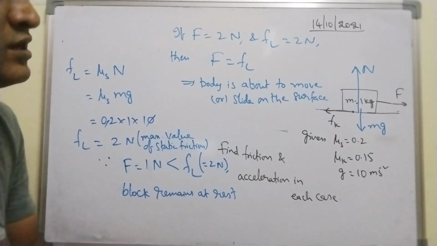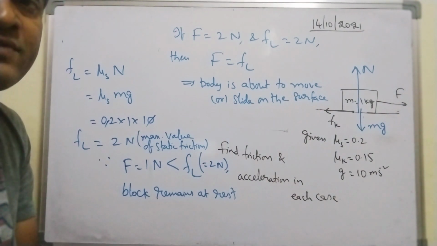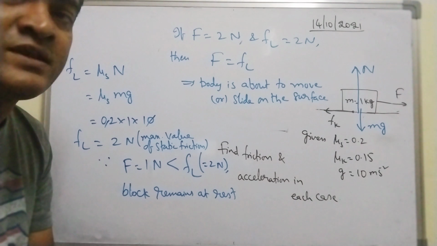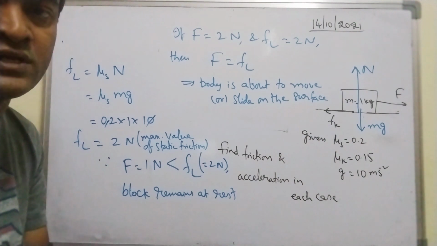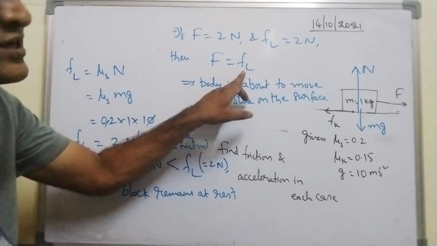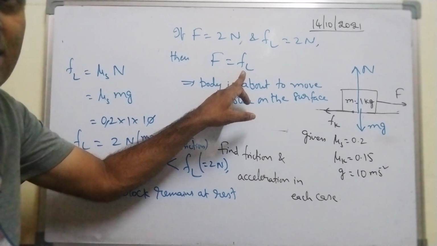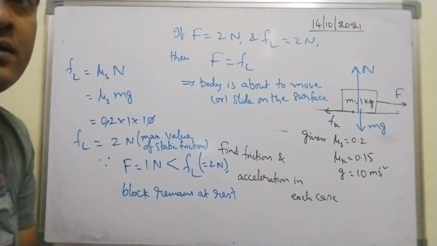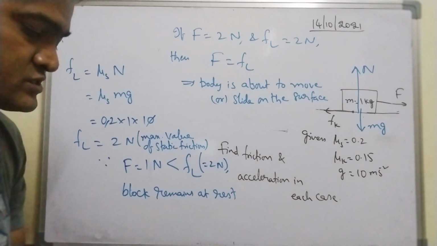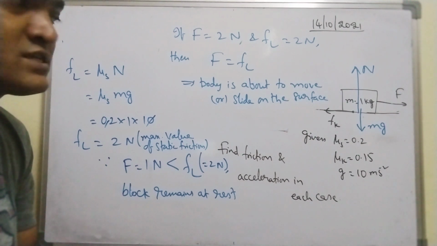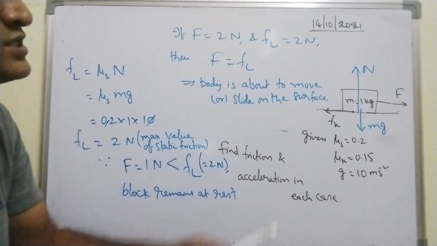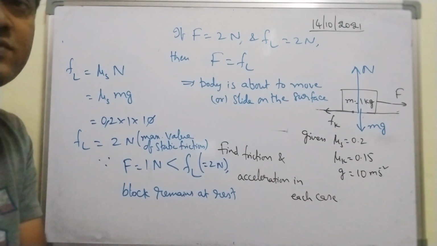Because both are equal, applied force is equal to limiting friction now, right? In the previous case, applied force is less than limiting friction, it is still static friction only. Now this is also static friction, but it is limited to an extent. How much? 2 Newton, right? So it is called limiting friction. Maximum value of static friction is called limiting friction. So when F is equal to FL, the body is about to move or slide on the surface.